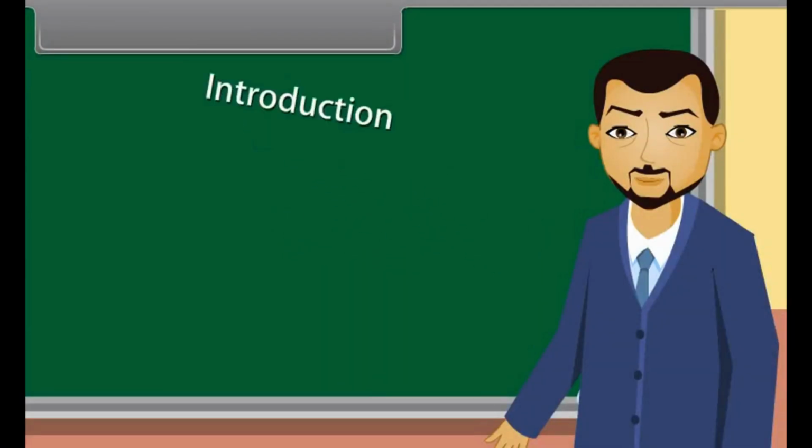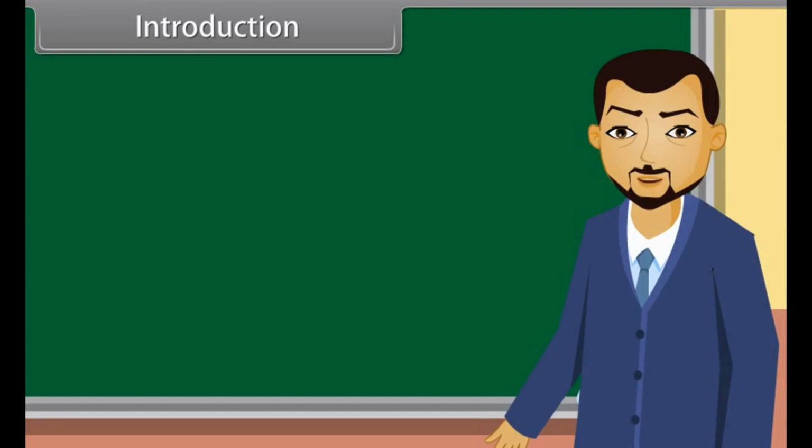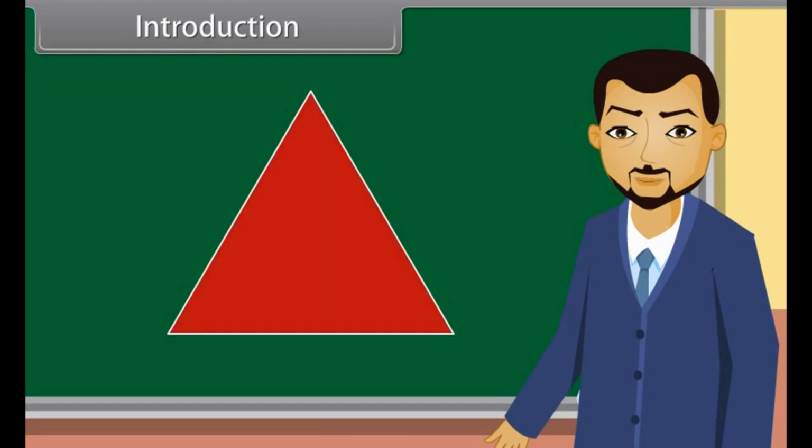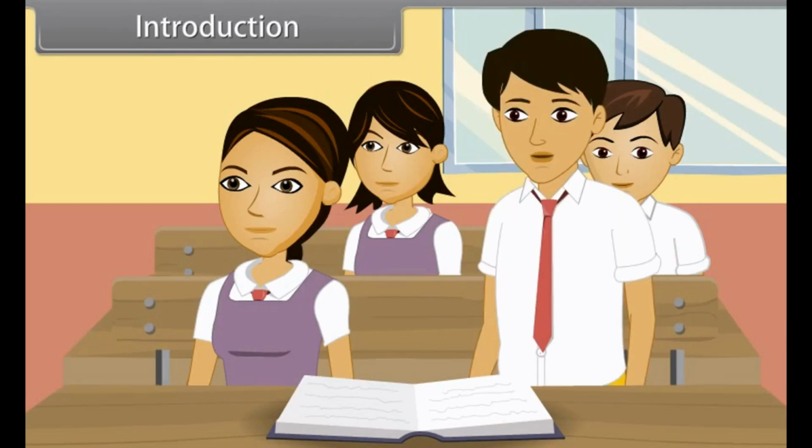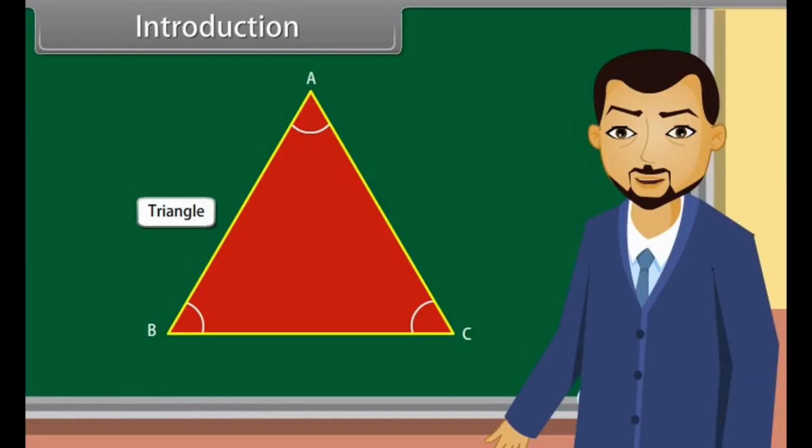Introduction. Students, you must have studied about closed figures. Now, what do we call the figure which is formed by three intersecting lines? A triangle, sir. Yes, you're right, Rahul. A triangle. It has three sides, three angles, and three vertices. Today, I will tell you about the congruence of triangles and the properties of triangles. Come, let's start.